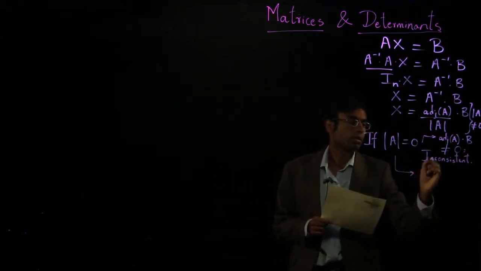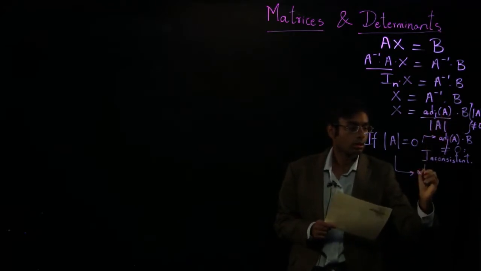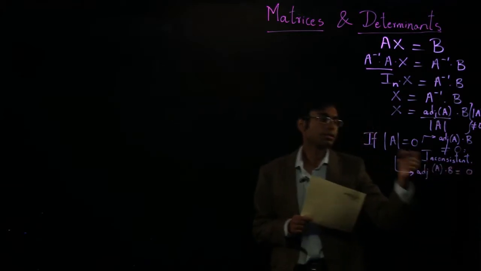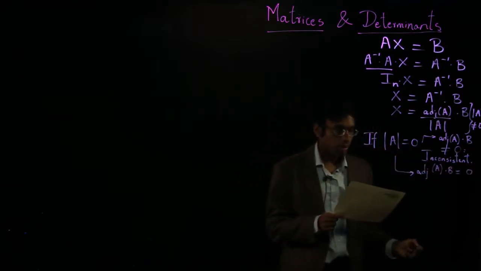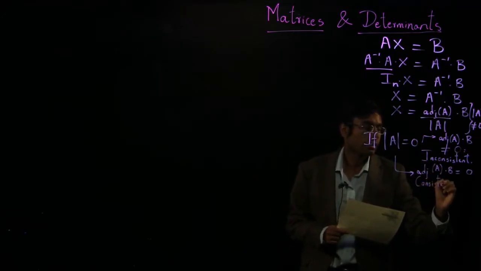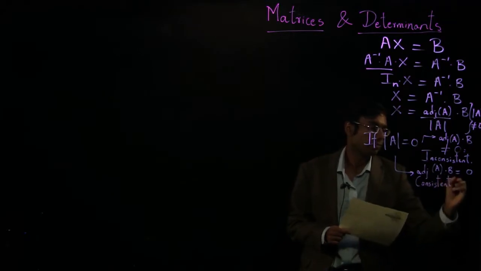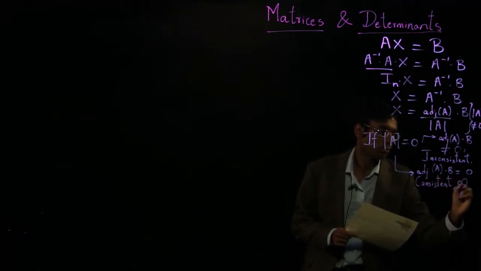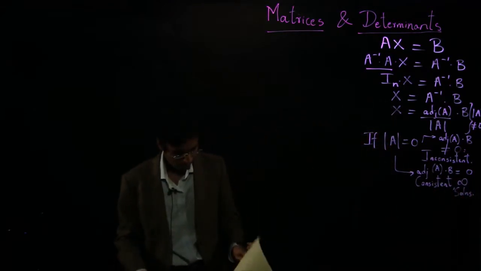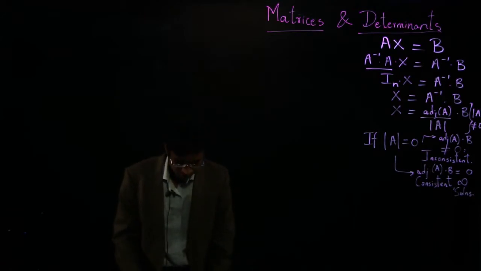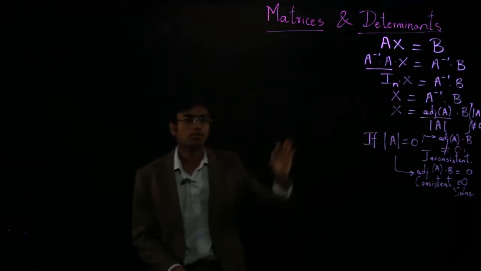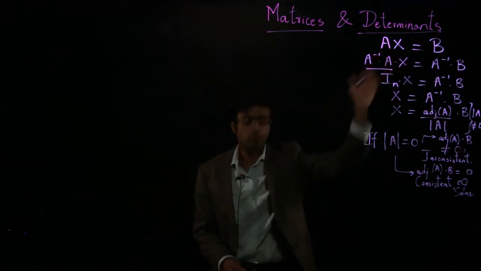But if the numerator is also 0, in addition to the denominator being 0, then the system is consistent and it has an infinite number of solutions. Okay, so this is one way using matrix operations to solve a system of simultaneous linear equations.